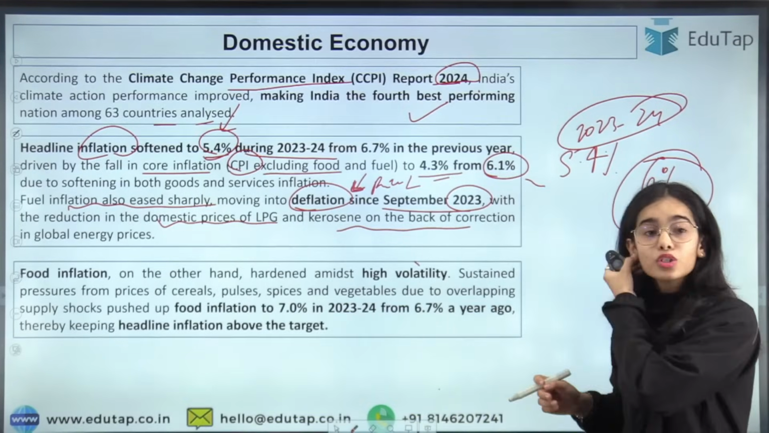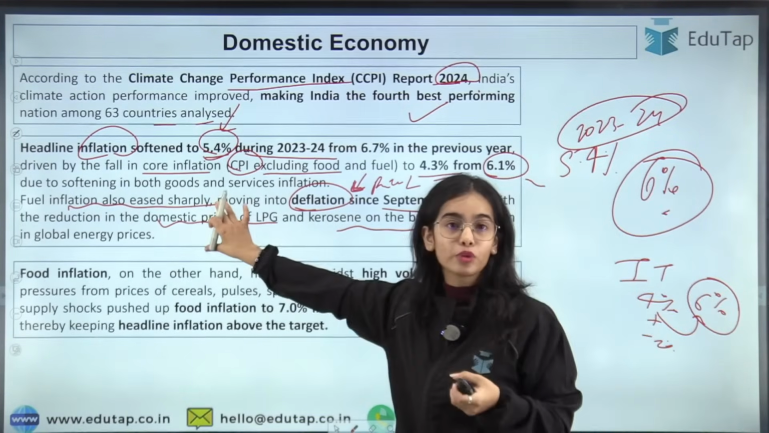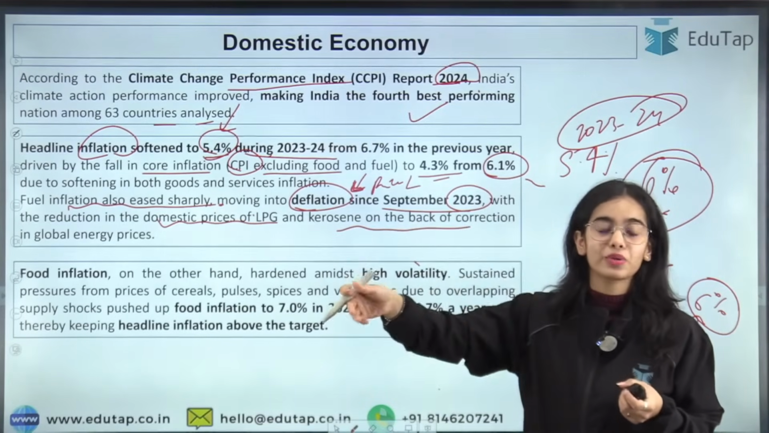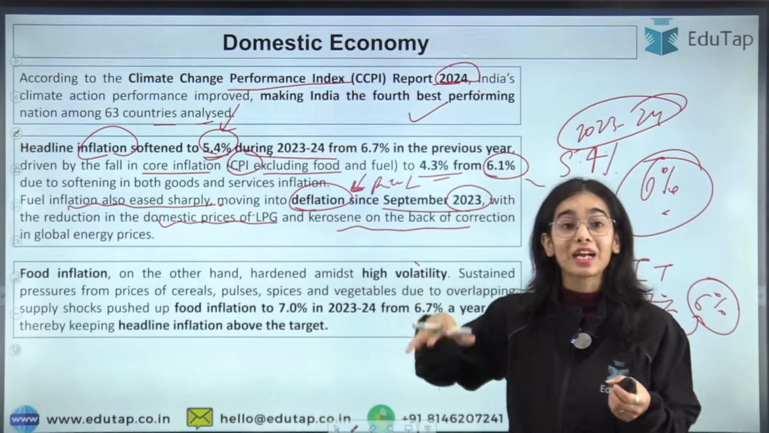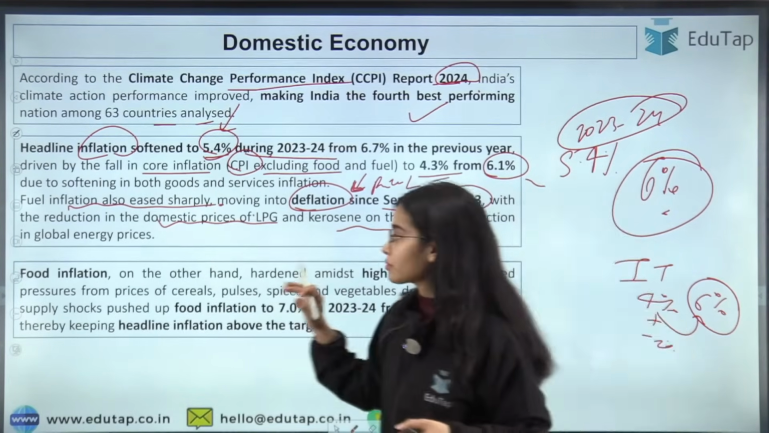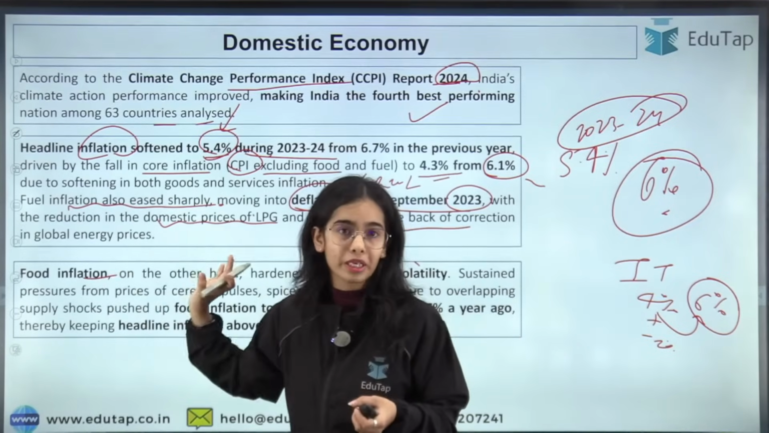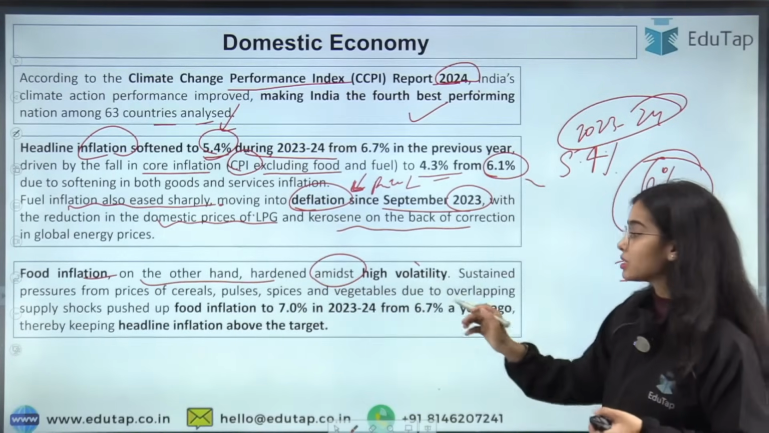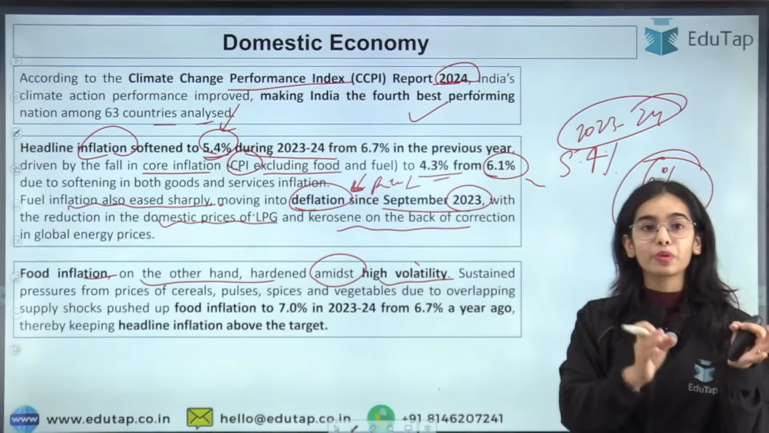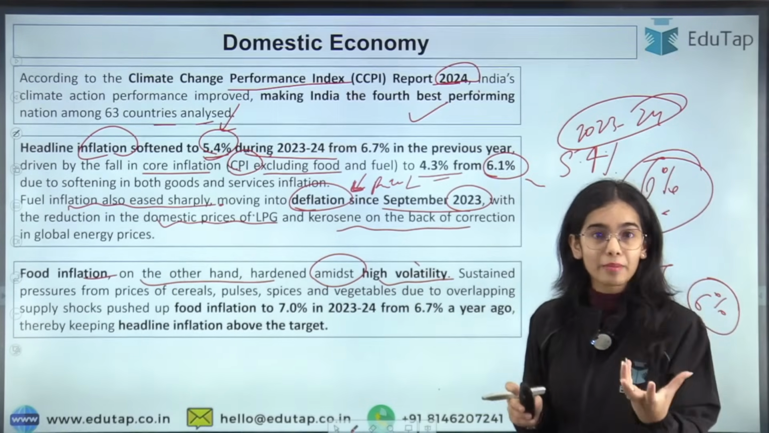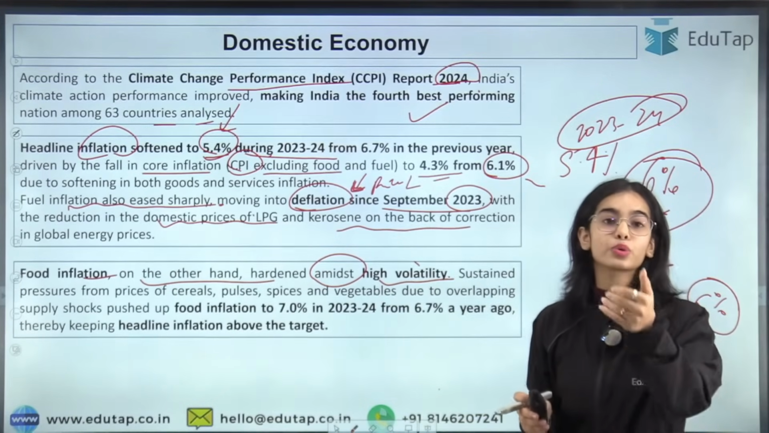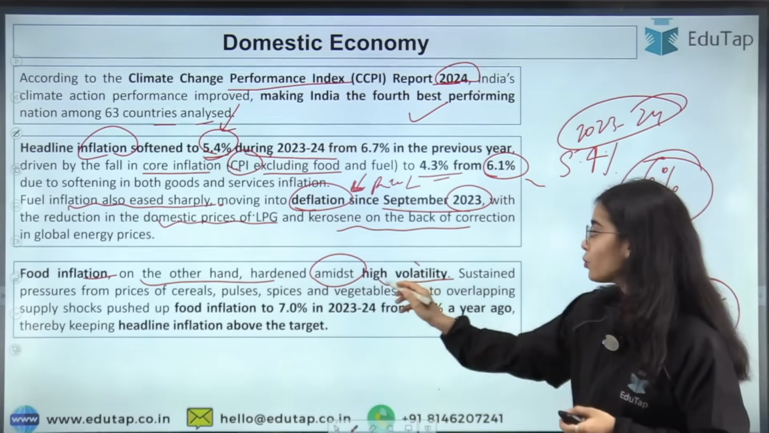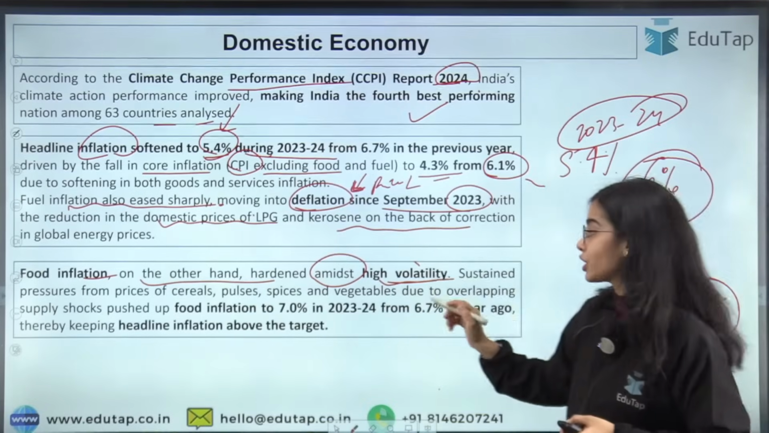Yes, very good. So now this is regarding the fuel. Core inflation has gone down. Fuel inflation, since September 2023, has seen deflation, that actually the prices are reducing. Okay, food inflation is the main problem here. Food inflation, on the other hand, hardened, has increased amidst the high volatility because of 2023-24. There were climate change effects, there were El Nino effects, due to which the food production was very volatile. Okay, so high volatility has been seen in the food inflation.